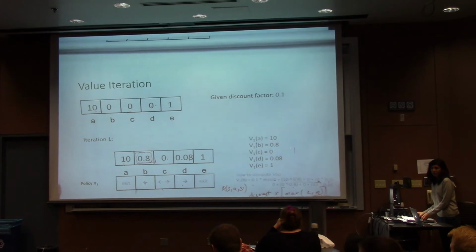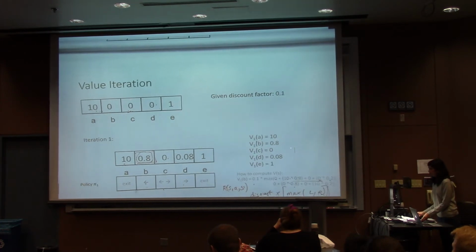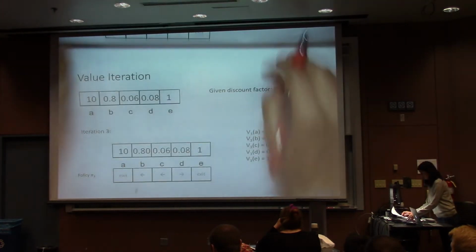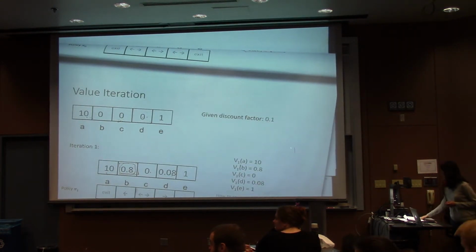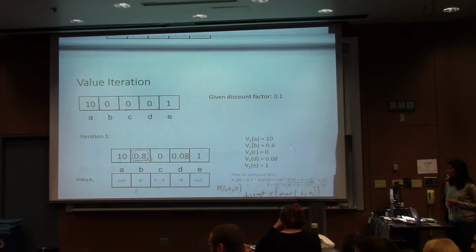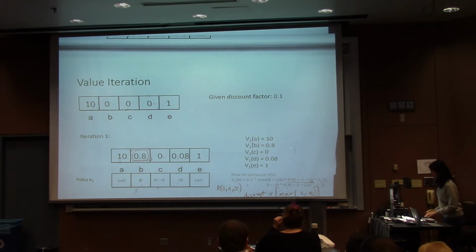Any questions so far? Okay. So when we compute in the policy improvement, we use the values from... So policy improvement will come later. This is just value iteration. Policy improvement we'll see at the end of this.